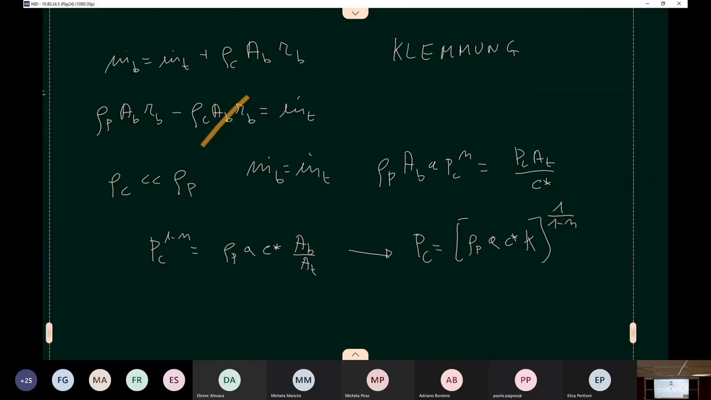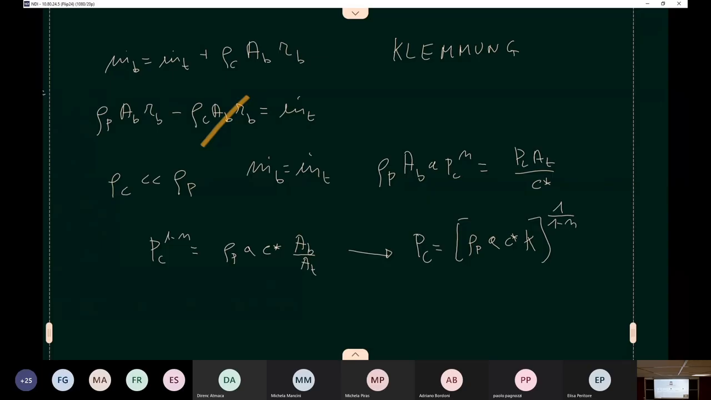And so you see that the higher the combustion index, the more evident will be the dependency of Pc on K. So the chamber pressure will depend on the Clemon more strongly if we consider propellants with combustion index larger, closer to one. Whereas the minimum dependence in the range 0 to 1 will be for the propellant with n equal to zero, where we have a linear dependence of the chamber pressure on the Clemon.